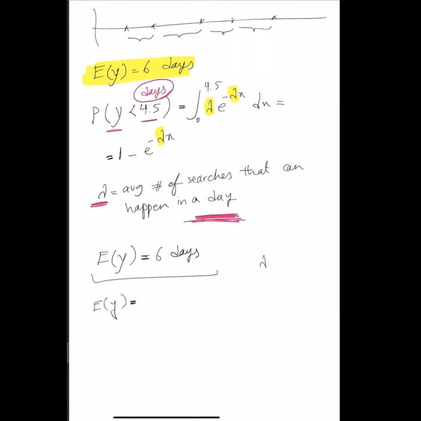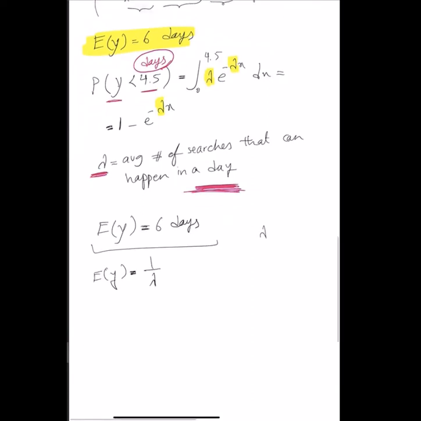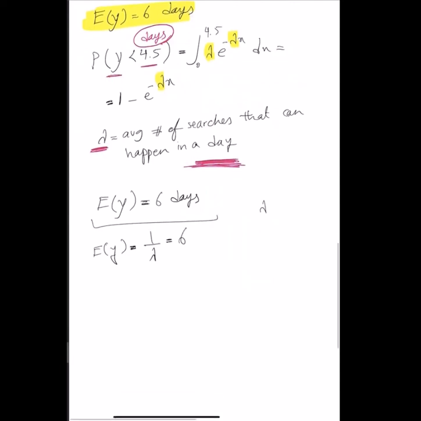Remember from the formula in the videos, the average of an exponential random variable is 1 over lambda. That's the formula always. Here the average is 6, so 1 over lambda is equal to 6. Then lambda is 1 over 6, and the unit is 1/6 of a change per day.